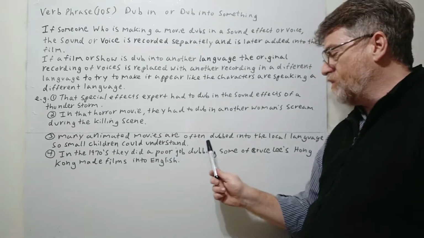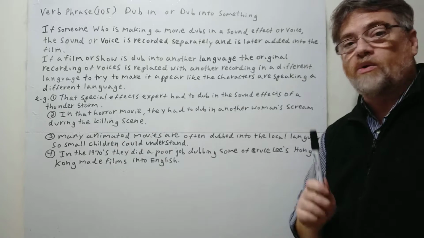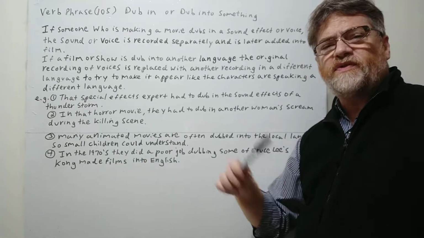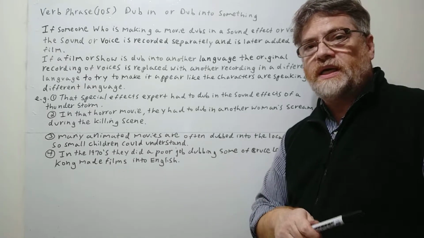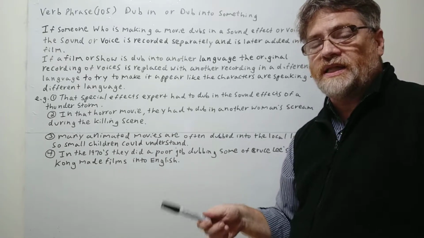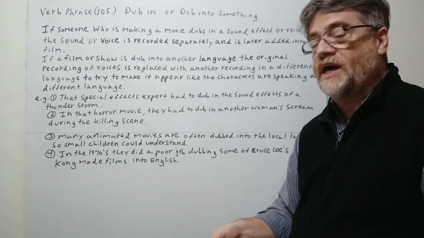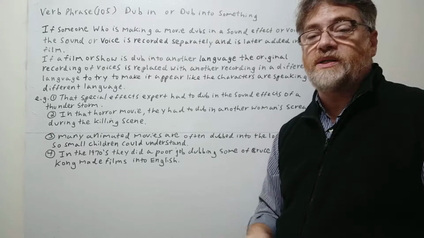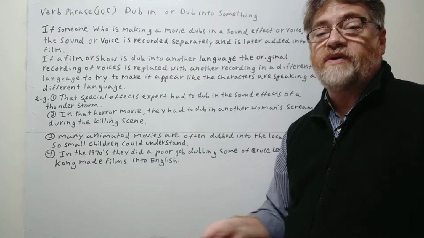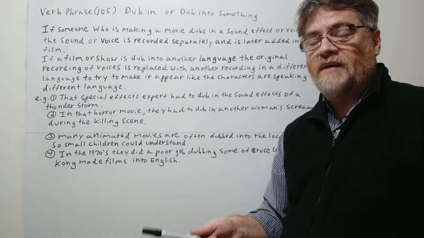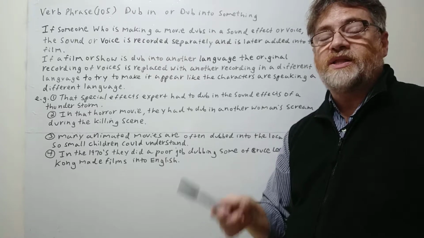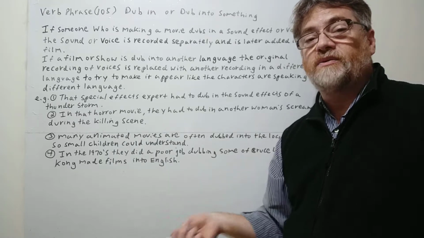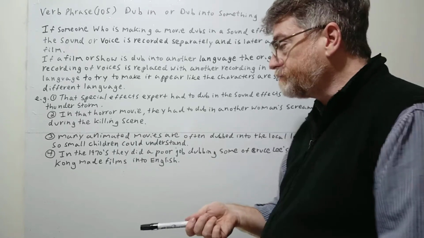All right, so let's look at number three: many animated movies are often dubbed into the local language, so small children can understand. Especially if it's in a foreign country where English is not the first language. A lot of the small children haven't learned English yet, but they enjoy a lot of these animated movies, like Disney ones or Pixar or whatever company, it doesn't really matter. It's good for the small children. So they'll at least have a version that's dubbed into the local language as well.